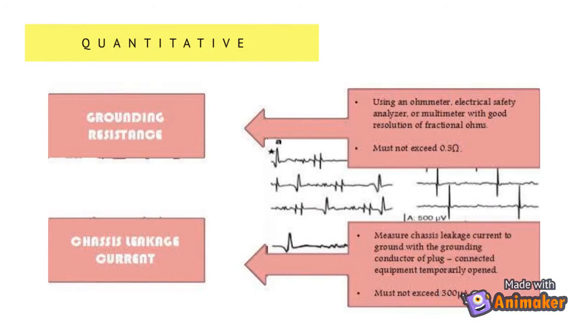Quantitative. Grounding resistance: using an ohmmeter, electrical safety analyzer, or multimeter with good resolution of fractional ohms, it must not exceed half an ohm. Chassis leakage current: measure chassis leakage current to ground with the grounding conductor of the plug-connected equipment temporarily opened. It must not exceed 300 microamperes.